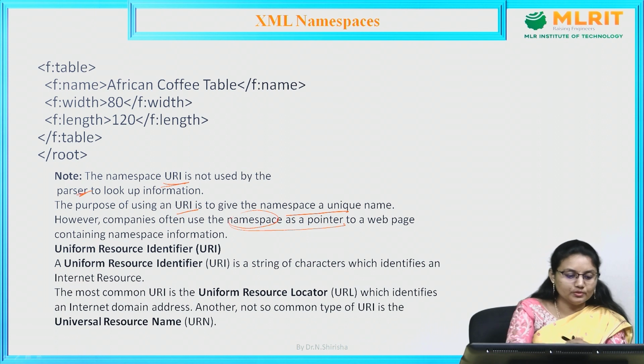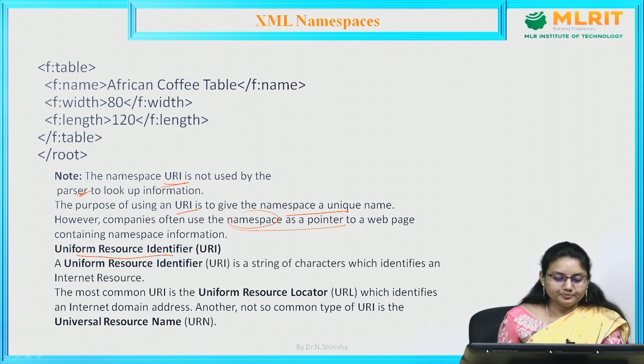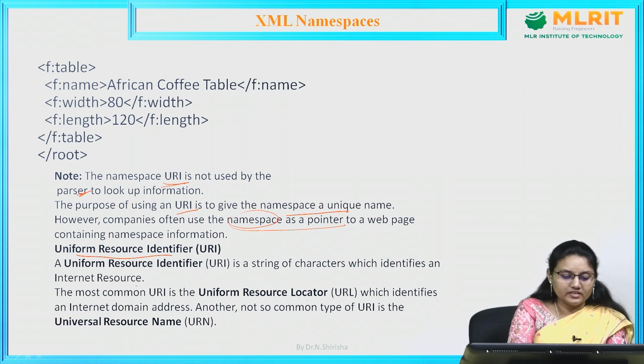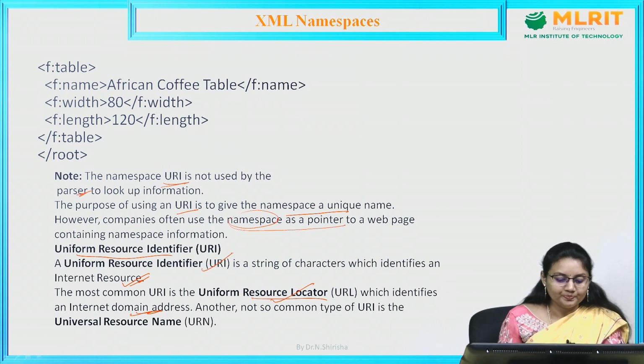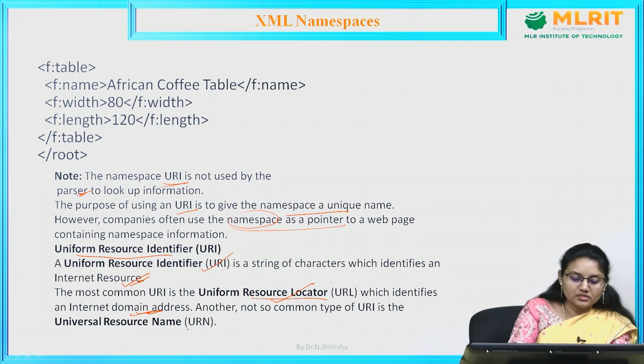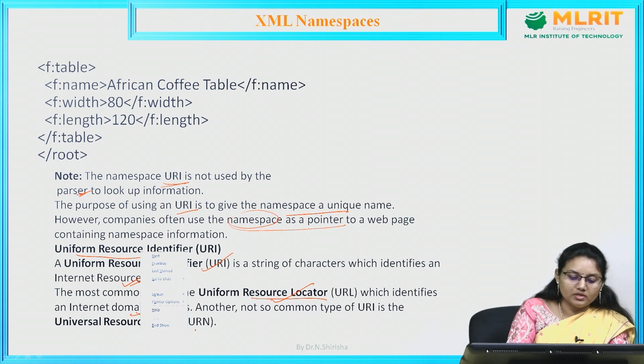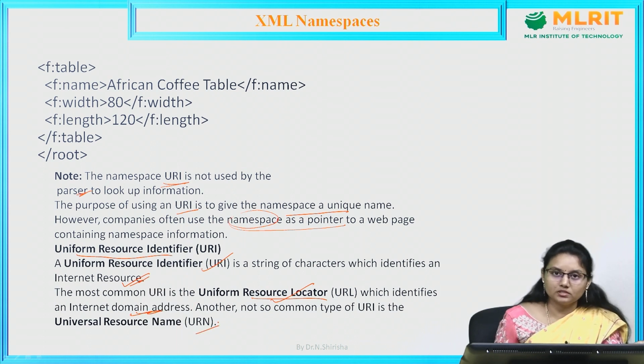Okay. So URI is nothing but Uniform Resource Identifier. It is a string of characters which identifies an internet resource, and a uniform resource locator identifies the domain address. So if you want to give a domain address, then you can give it as a URL. If you want to just identify an internet resource, then you can also give a URI. And there is some other thing, universal resource name. This also can be used, but it is not commonly used.